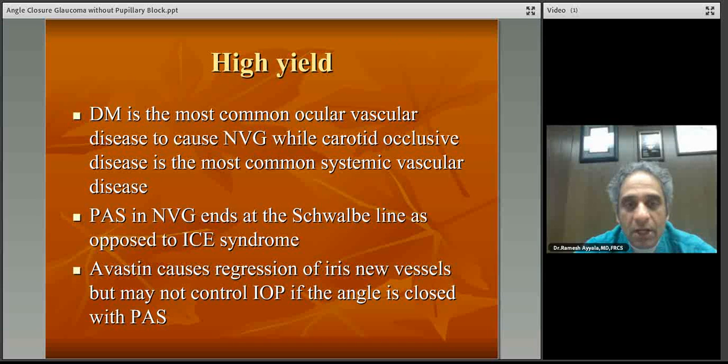Diabetes is the most common ocular vascular disease to cause neovascular glaucoma, while carotid occlusive disease is the most common systemic vascular disease. Peripheral anterior synechia in neovascular glaucoma ends at the Schwalbe's line, as opposed to ICE syndrome, where it rides more into the cornea. Avastin causes regression of the iris new vessels but may not control intraocular pressure if the angle is closed with peripheral anterior synechia formation.